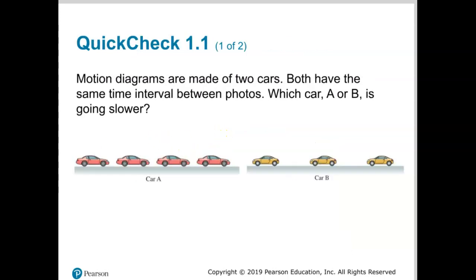Let's just check to see if you understood what I was asking you. In this one it says motion maps are made of 2 different cars, the red car on the left and the yellow car on the right, so car A and car B, and it asks which one is going slower. Again, I like putting in the dots because I can imagine that's seconds going by.